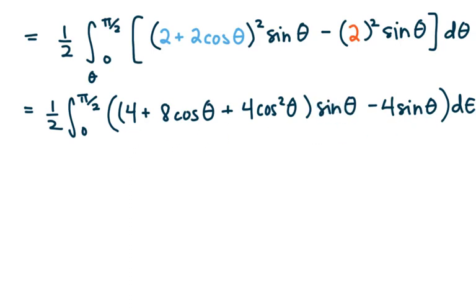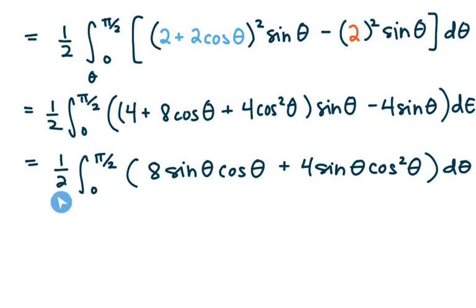When I distribute that sine theta to all 3 of these terms, I'll have 4 sine theta minus 4 sine theta. So my next step is 1/2, the integral from 0 to pi over 2. We've got 8 cosine theta sine theta plus 4 sine theta cosine squared theta, because that first and last term canceled. So I'm going to do 2 things. I'm going to factor this 4 out. That will turn that into a 2. Factoring a 4 out, I'll have a 2 in front.